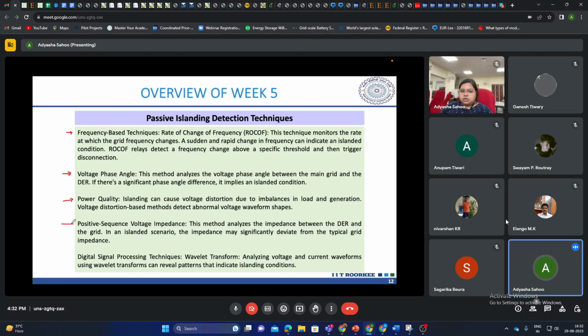Similarly, we had positive sequence voltage impedance, where we'll be monitoring the impedance, and whenever there is deviation from the threshold. All these techniques have the same operating principle, only they differ on which magnitude or which parameter they are monitoring. Then lastly, we had DSP, digital signal processing techniques, where we analyze the voltage and current waveforms continuously and draw their patterns to analyze the islanding condition.